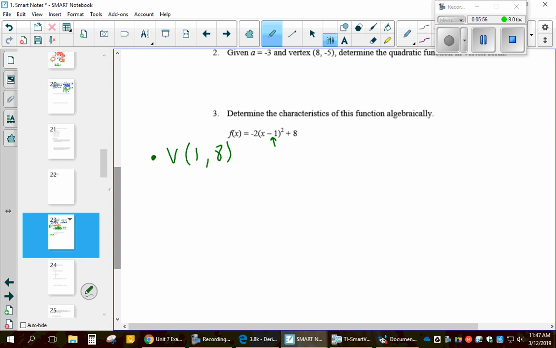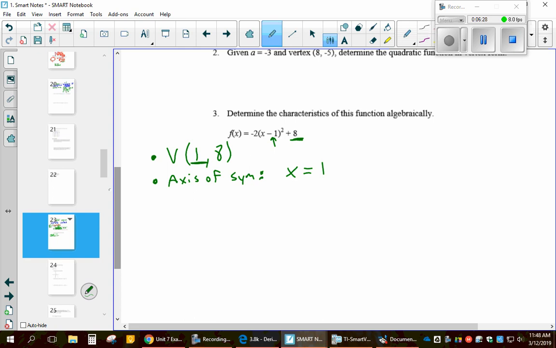And if I wanted to now, I could say my axis of symmetry, right? Axis of symmetry would be x is equal to, that's the x value, right? It would be equal to 1. Okay, so I found those things pretty good. Now I need to find my x-intercepts and my y-intercept, right? So can I just say, well, okay, right here, 8, right? Is that my y-intercept?